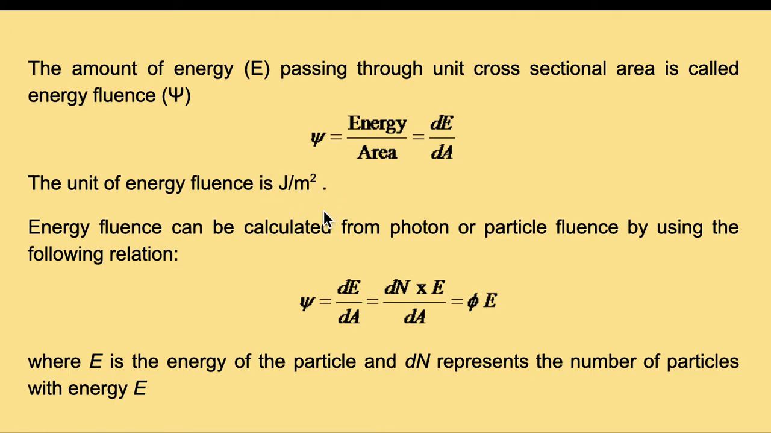Energy fluence can be calculated from photon or particle fluence by using the following relation. You can write psi as energy fluence. Psi is energy by area, that is dE by dA. This dE you can write as dN into E, that means number of particles with energy E. And this dN by dA you can write as phi, that is the fluence. So energy fluence you can write as fluence into energy, where E is the energy of the particle and dN represents the number of particles with the energy E.